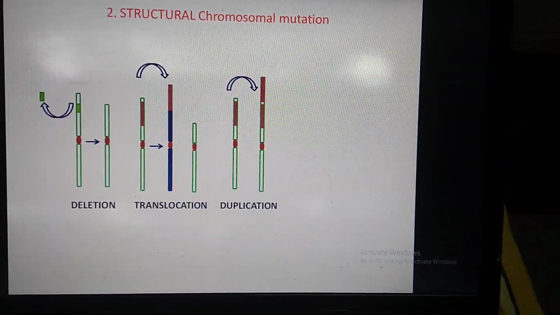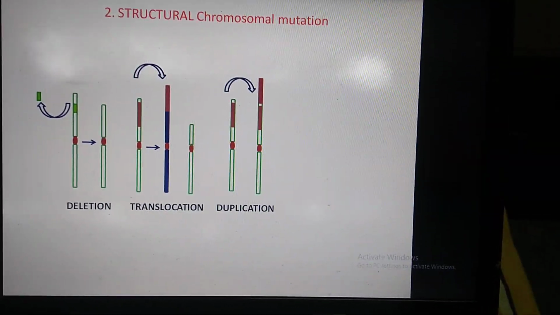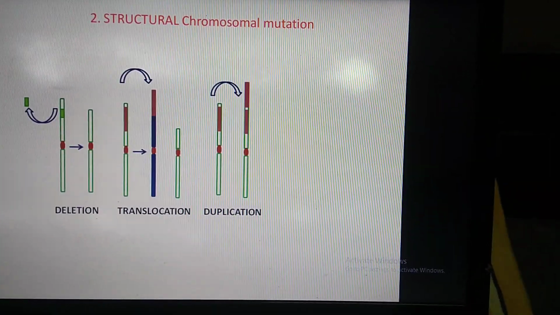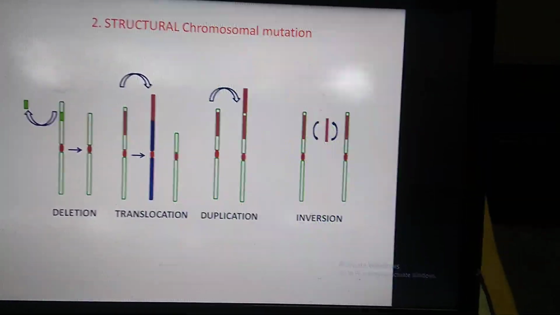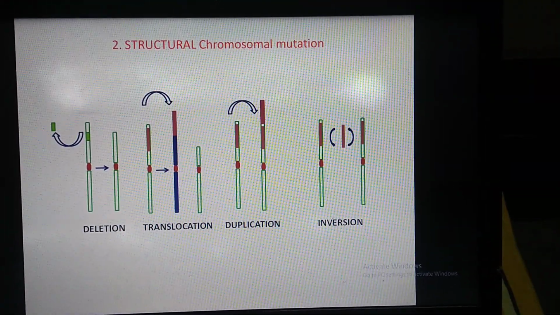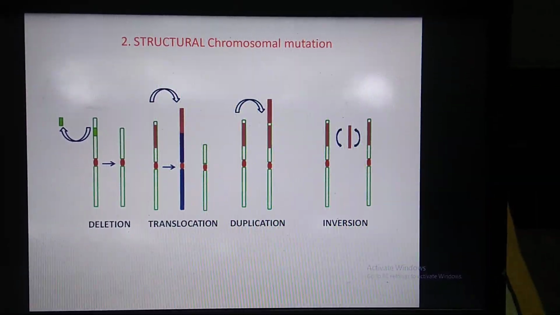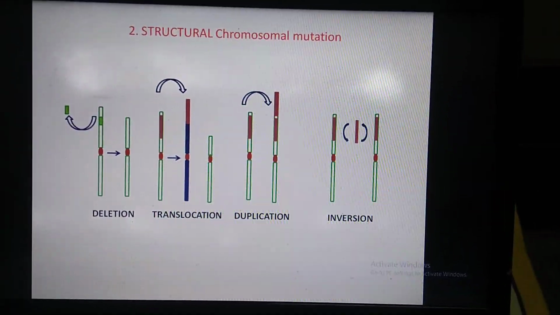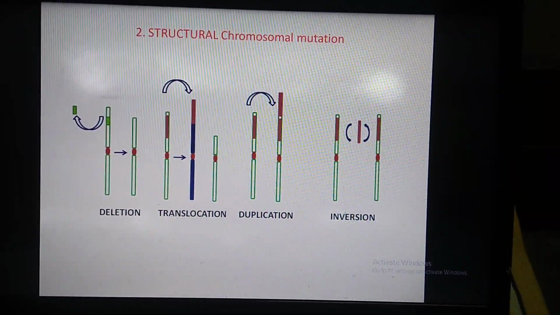Duplication. What is duplication? A certain part of the chromosome is getting duplicated or doubled. So what happens next? The chromosome size increases, right? So this is duplication. And for inversion, a certain part of the chromosome is getting inverted and then pasted into the same position. So this is called inversion. So these are structural chromosomal mutations.